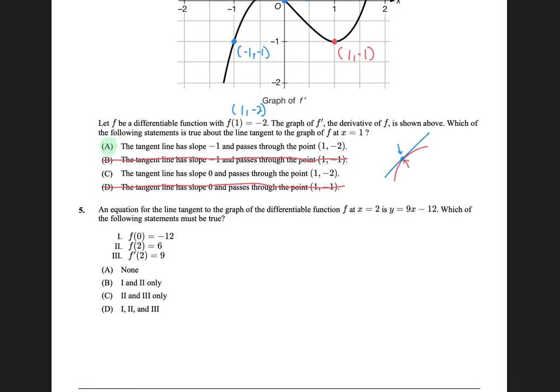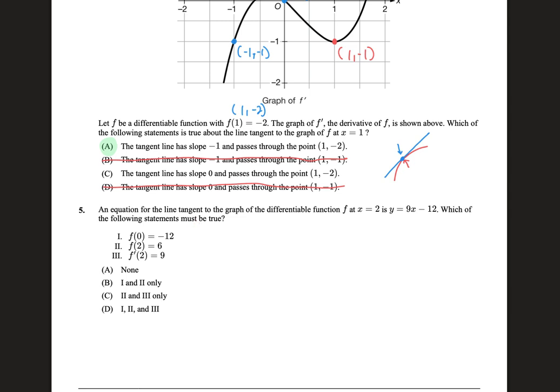Okay, next one. So they say an equation for the line tangent to the graph of the differentiable function f at x equals 2 is y equals 9x minus 12. Which of the following statements must be true? Okay, so this is not the derivative. This is the equation of a tangent line to the graph at a certain x value, right? And on a function at every x value, there's going to be a different equation of a tangent line, its own little equation at every single x value. So which of the following statements must be true?